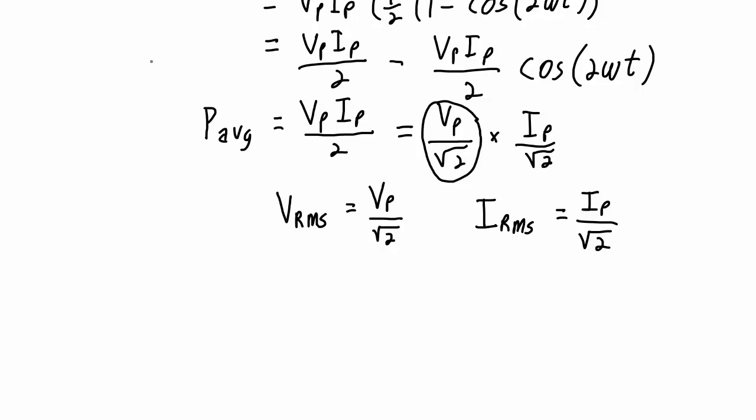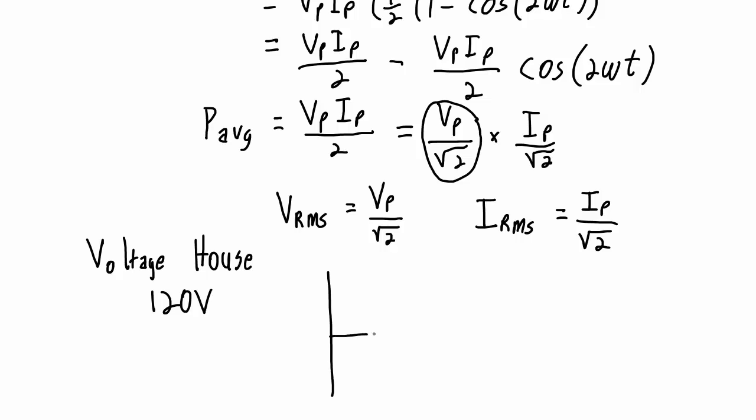In North America, the typical house voltage in a house is 120 volts. This is an RMS voltage. Since the voltage to a house is an AC signal, an AC voltage plotted over time is going to look like this. If this 120 volts is the RMS, that means that this Vp, this peak voltage, is going to be, well, rearranging this equation, the RMS times root 2.